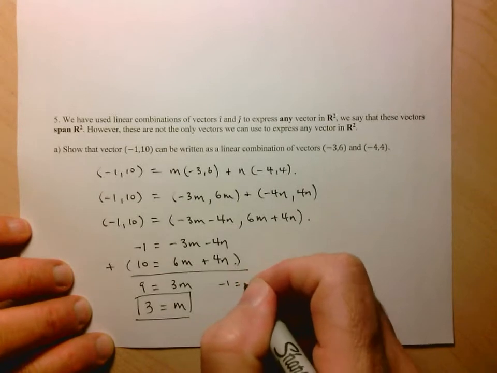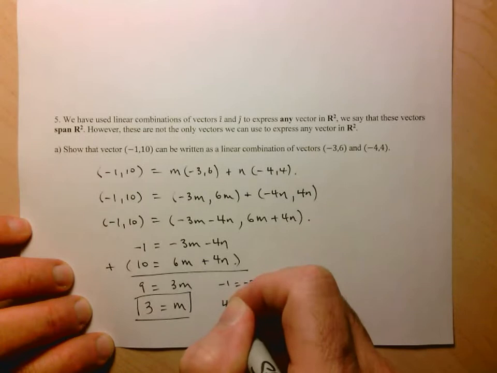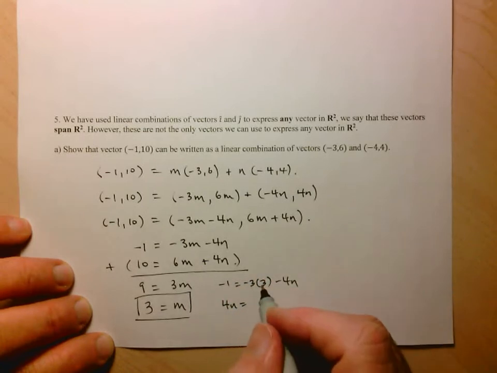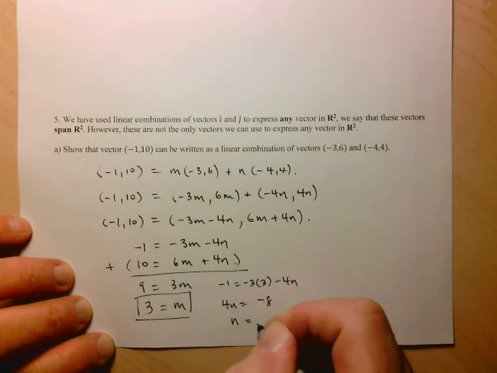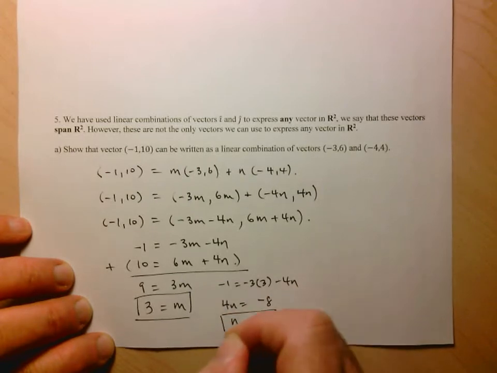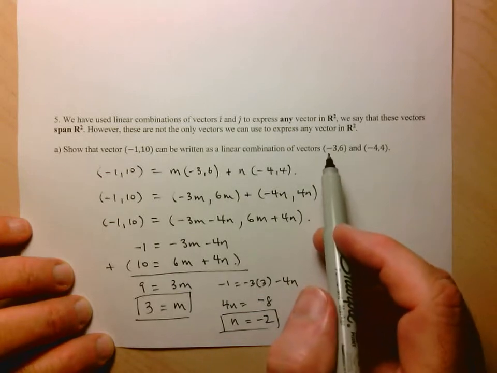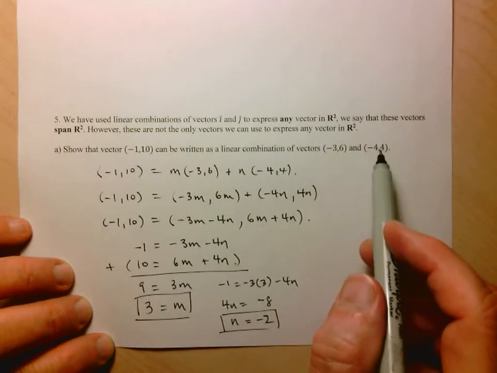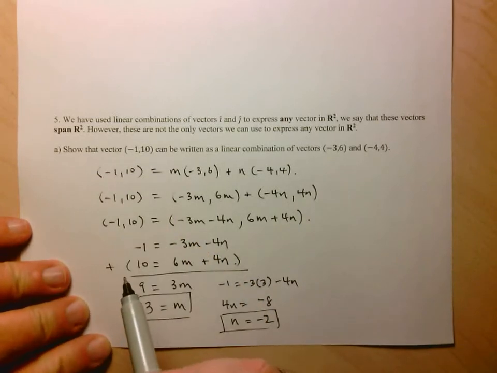Then let's put that into the first equation: negative 1 equals negative 3 times 3 minus 4n. So 4n equals negative 9 plus 1, that's negative 8, so n is equal to negative 2. That means if I take 3 times the first vector minus 2 times the second vector, I'll be able to generate the vector (-1, 10).